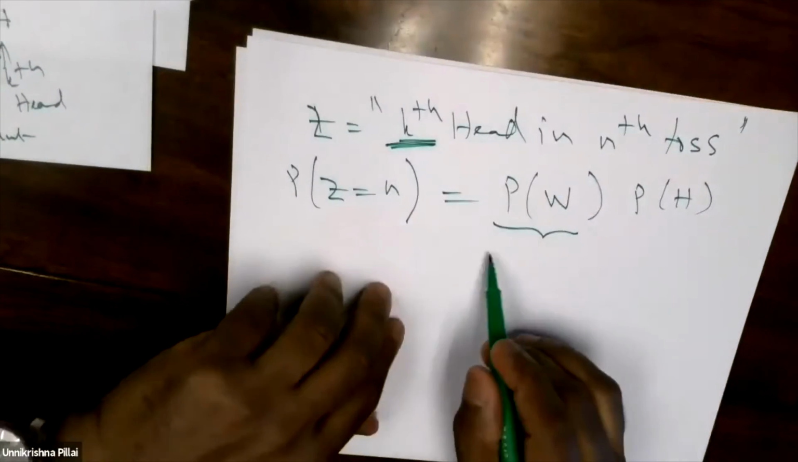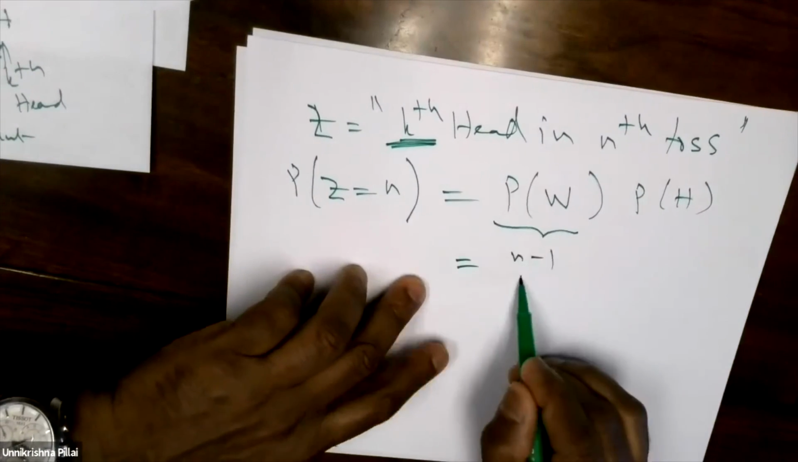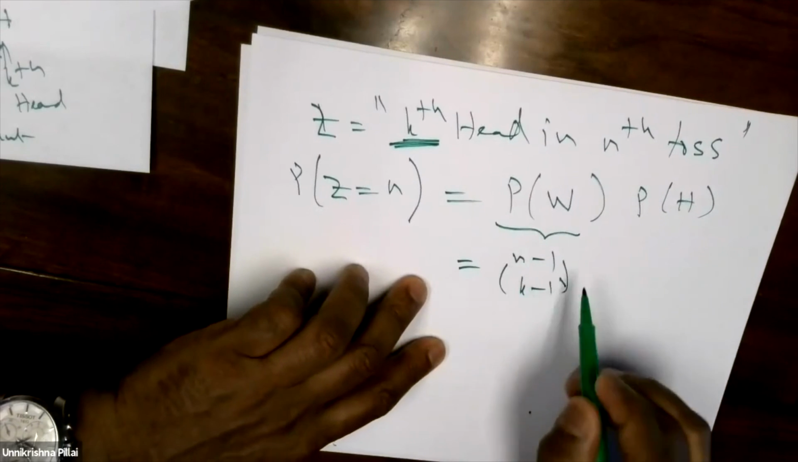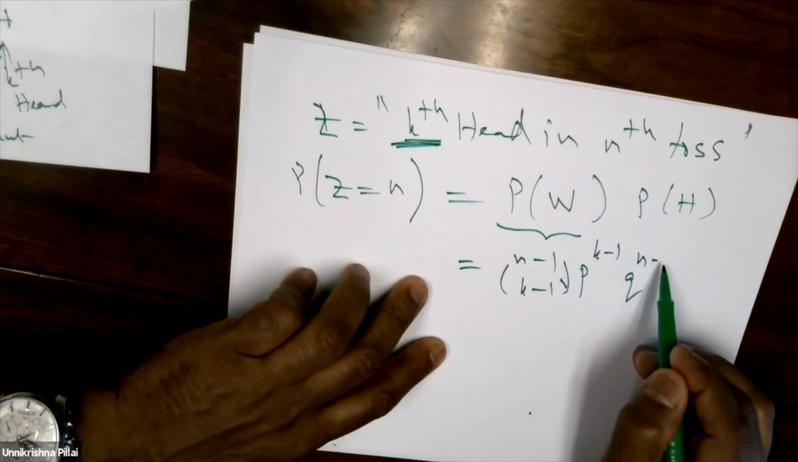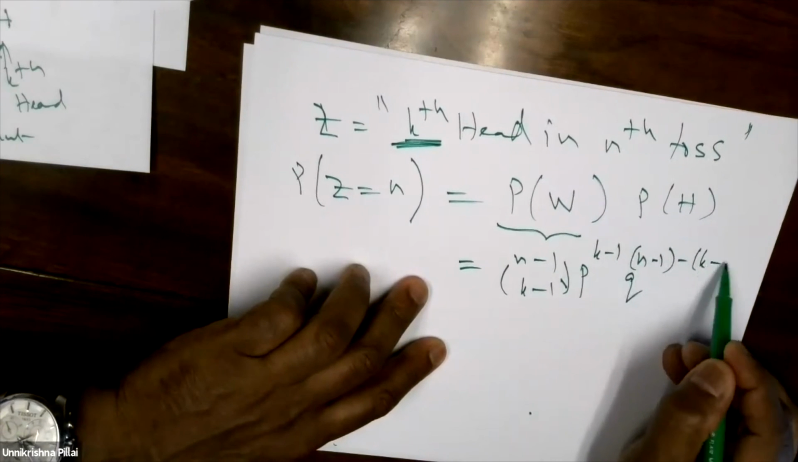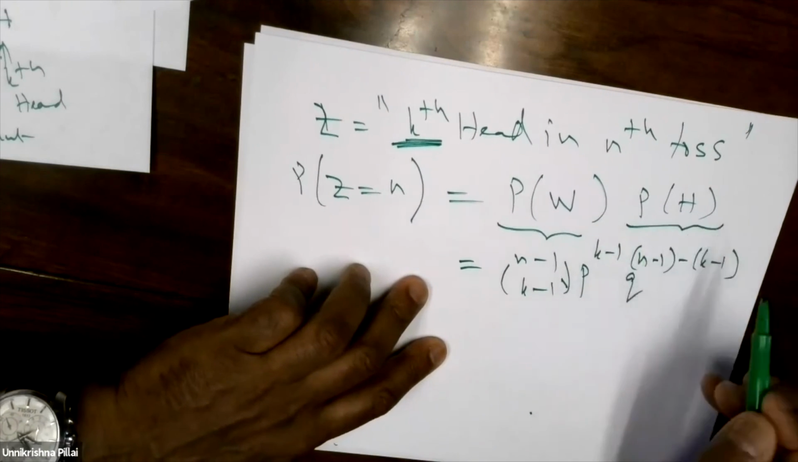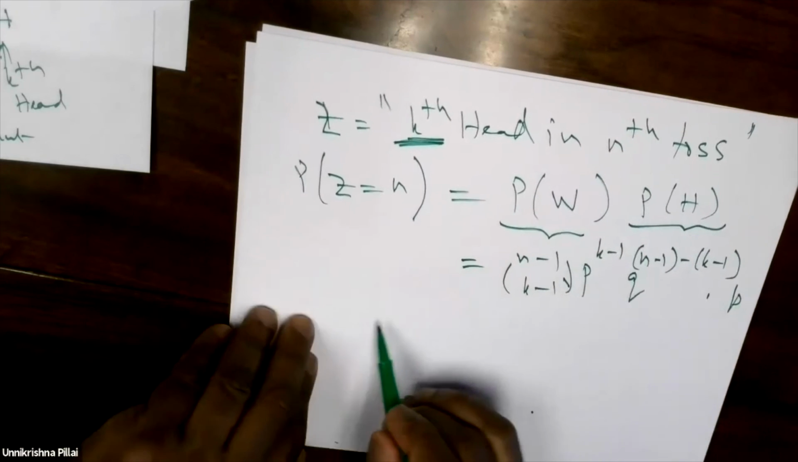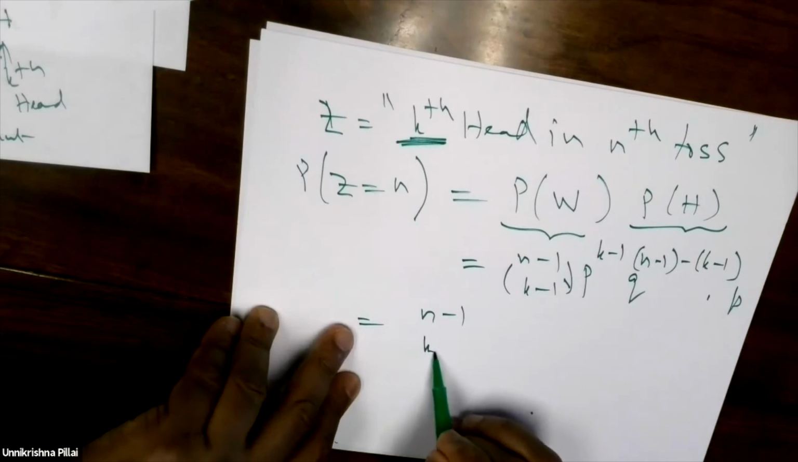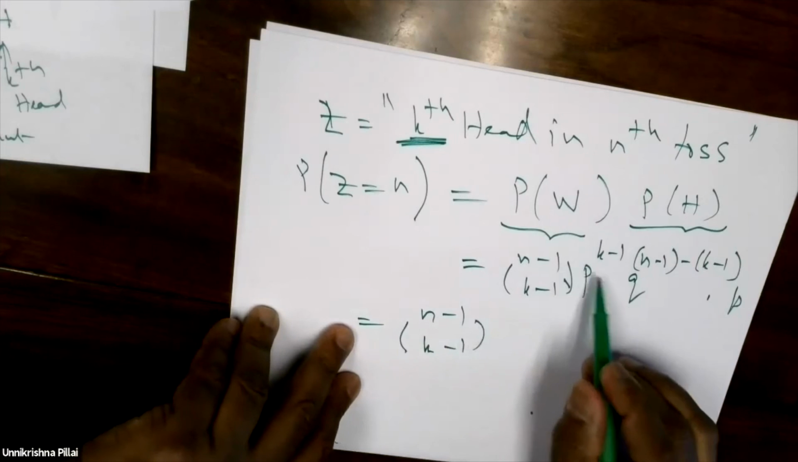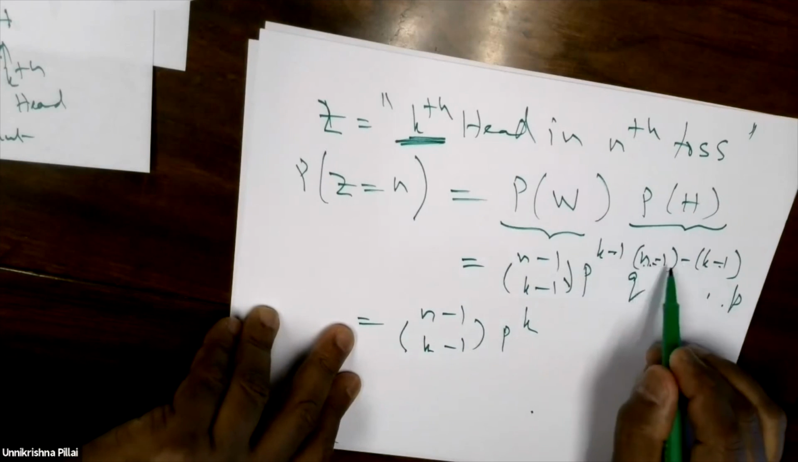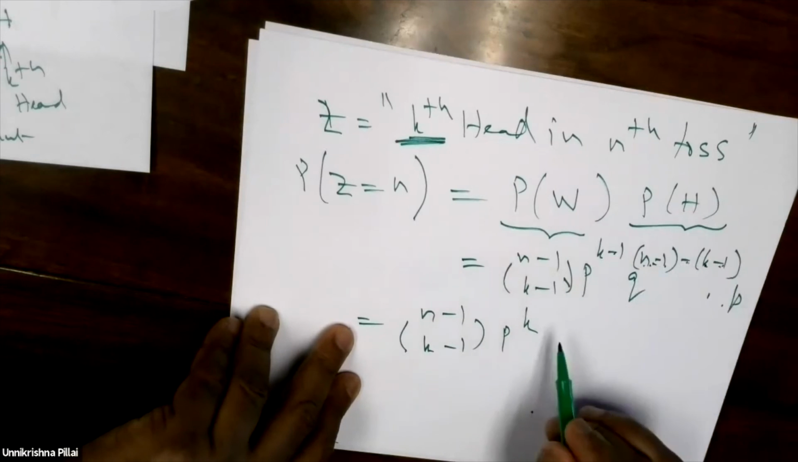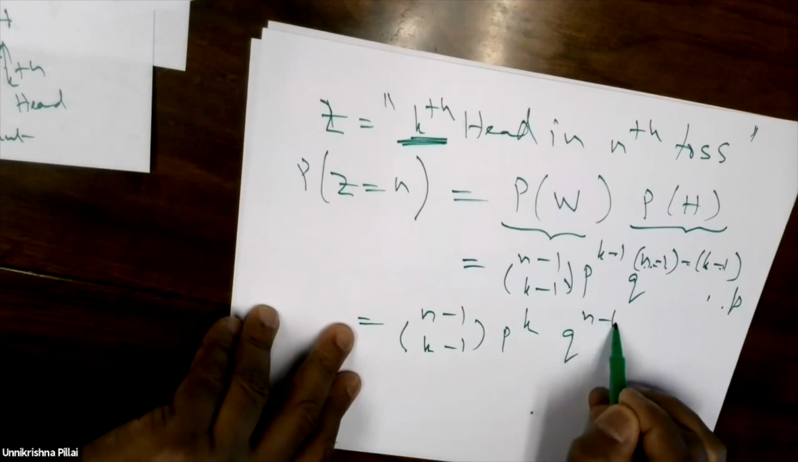So the probability of this is going to be n minus 1 choose k minus 1, p to the power k minus 1, q to the power n minus 1 minus k minus 1, multiplied by the probability of head, which is p. So if you put it together, you get n minus 1 choose k minus 1, p to the power k. If you expand this, n minus 1 minus k plus 1, so this is q to the power n minus k.